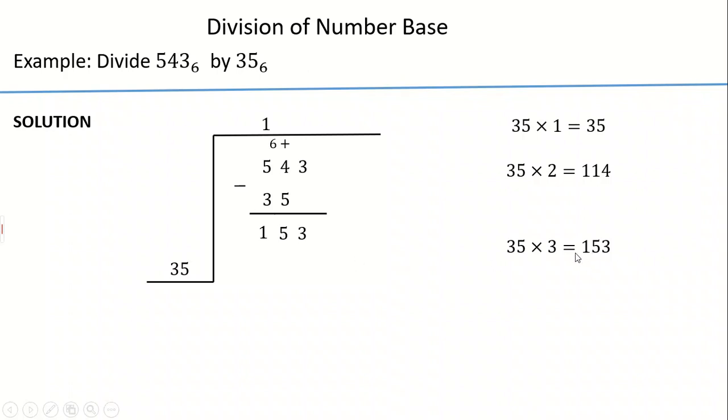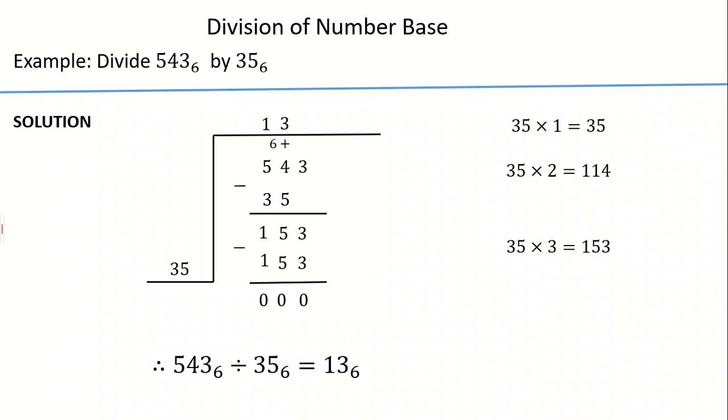You can try that on your own since you had already learned multiplication. By the time you multiply this, it's going to give 153 in base 6. So I can assume my answer to be 3. So 3 multiplied by 35 will give me 153, of which I can further subtract to give me 0, 0, 0. That means 543 in base 6 divided by 35 in base 6 is going to give me 13 in base 6.